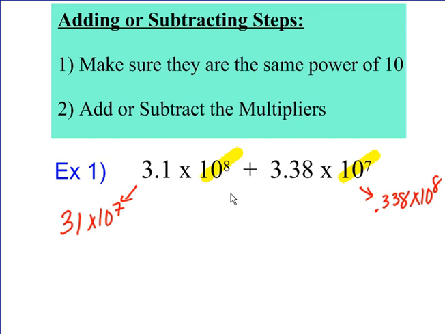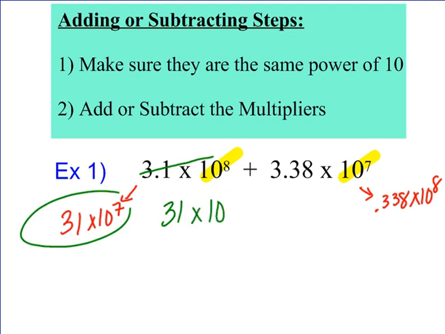So we have to decide which way we want to go. That's our basic rule: if we want the exponent to go down, we move the decimal to the right. If we want it to go up, we move the decimal to the left. So we can think of that as how we move things. Well, I'm going to decide to do 10 to the 7th. I'm going to take the first one and change it. So I'm going to call this 31 times 10 to the 7th, and I'm going to add to it 3.38 times 10 to the 7th.